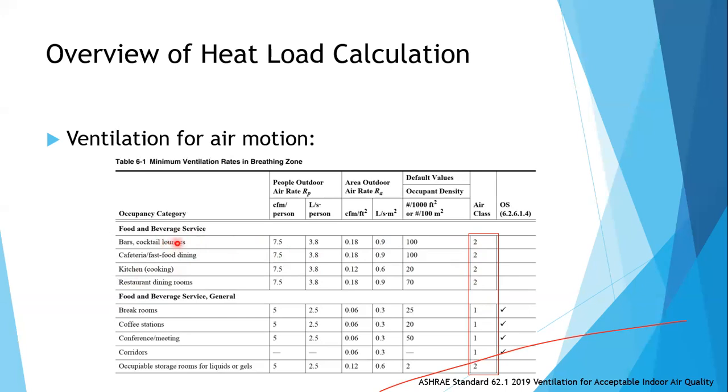So air from the cocktail can go to the dining area. Air from the kitchen can go to the cocktail. Yes, they can be interchanged. But from one class to a higher class, cannot. Higher class to a lower class, can. Okay, so check on your standards. We are using ASHRAE standard 62.1 version 2019 for ventilation of acceptable indoor air quality.